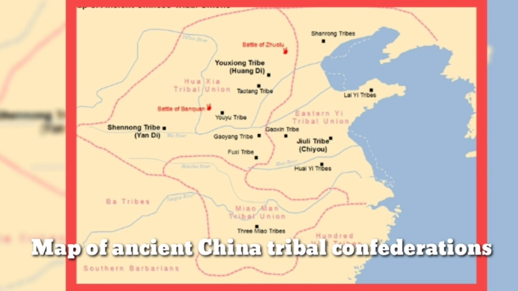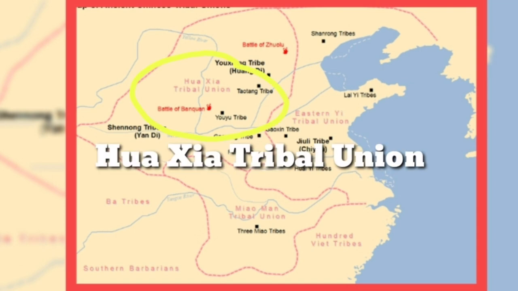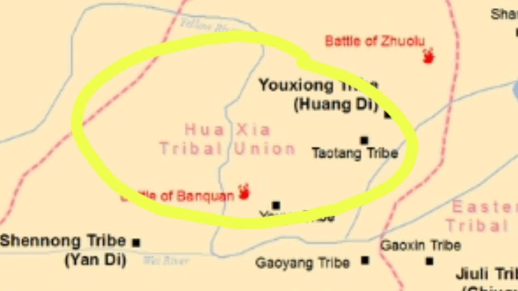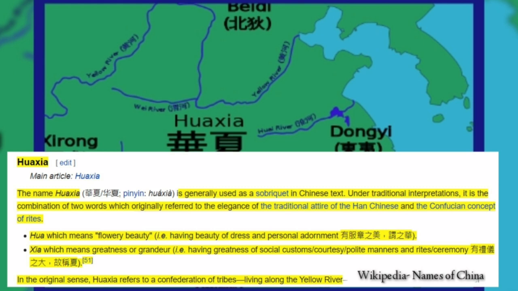A map of ancient China's tribal confederations. Huaxia Tribal Union. The name Huaxia is generally used as a sobriquet in Chinese texts.